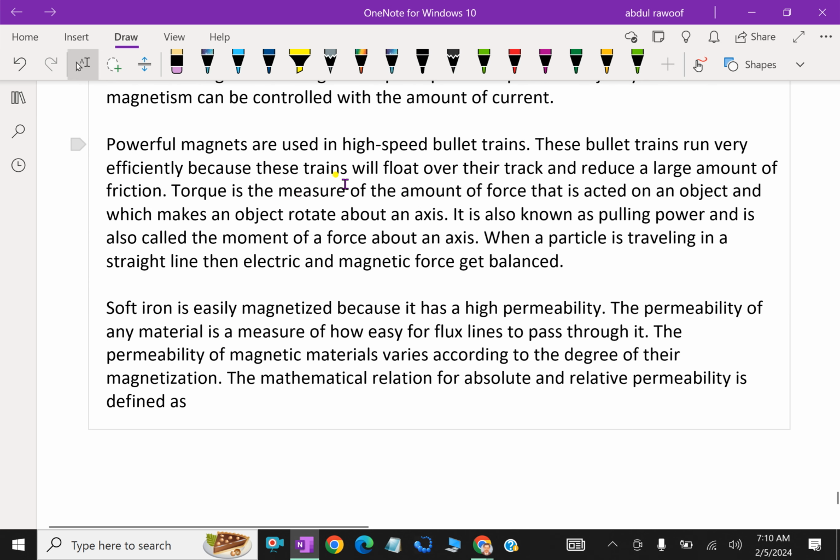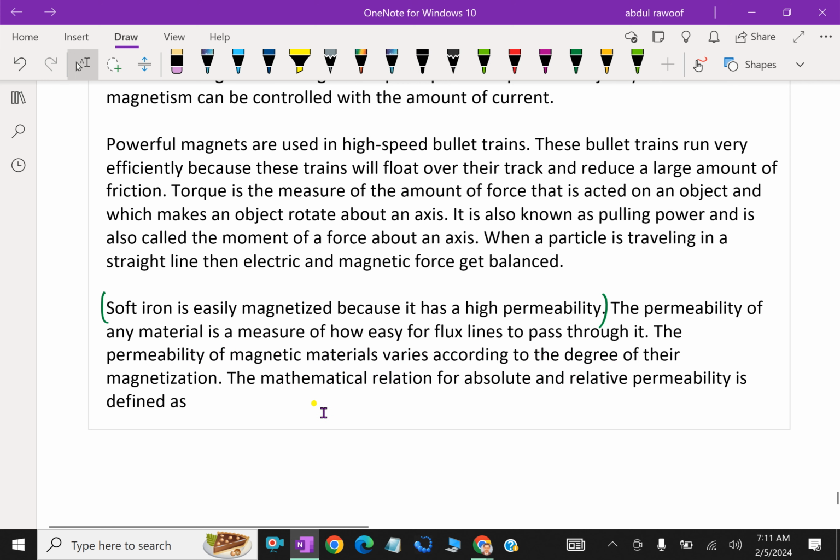Powerful magnets are used in high-speed bullet trains. These trains run very efficiently because they float over the track and reduce a large amount of friction. Soft iron is easily magnetized because it has high permeability. Because of the high permeability of the material, it can be easily magnetized and demagnetized. The permeability of any material is a measure of how easily flux lines pass through it. The permeability of a magnetic material varies according to the degree of its magnetization.